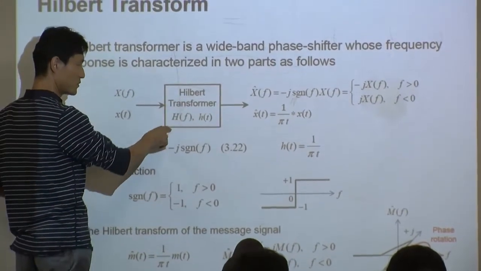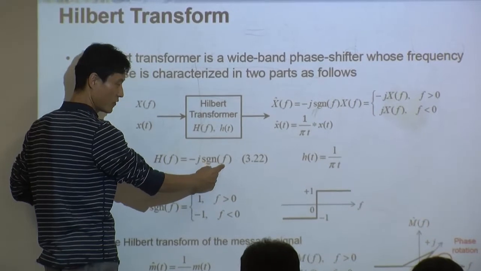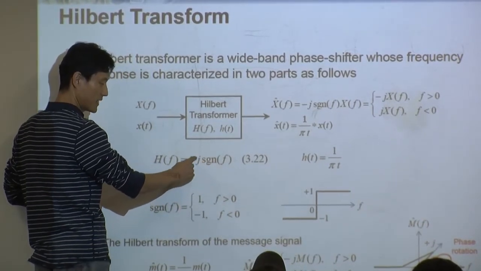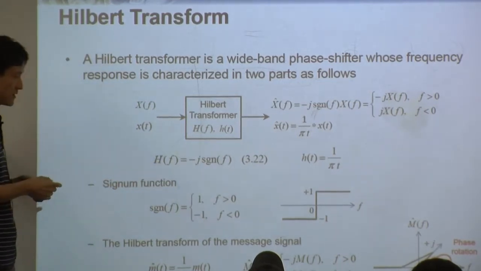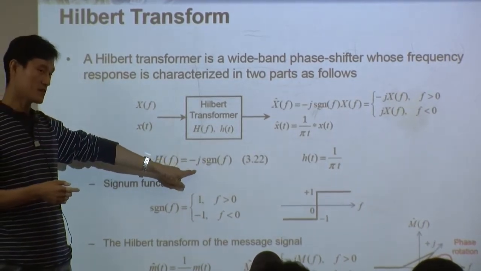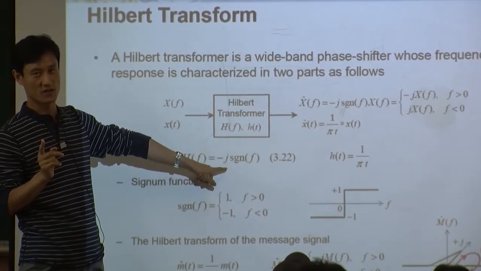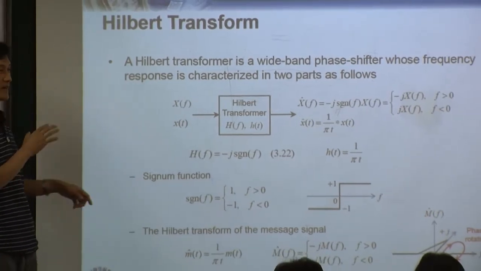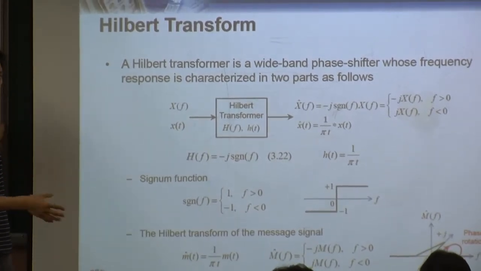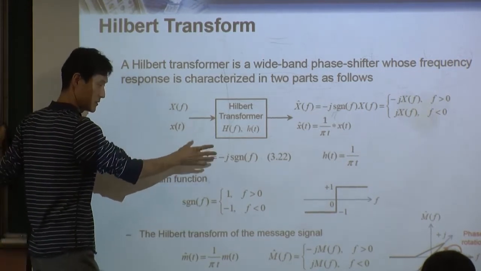And this transformer, the Hilbert transformer, is this kind of signum function of f times minus j. And what is minus j? It's a phase rotation. j is a 90-degree phase rotation, and since this is minus j, that means a minus 90-degree phase rotation. That's what this filter does, typically.